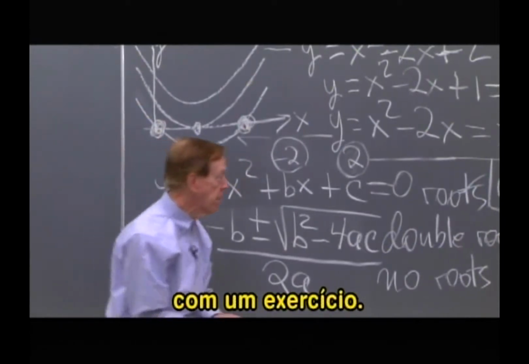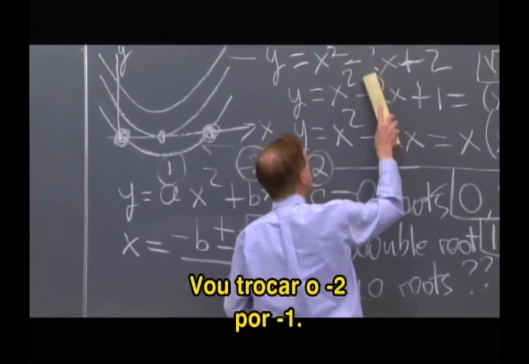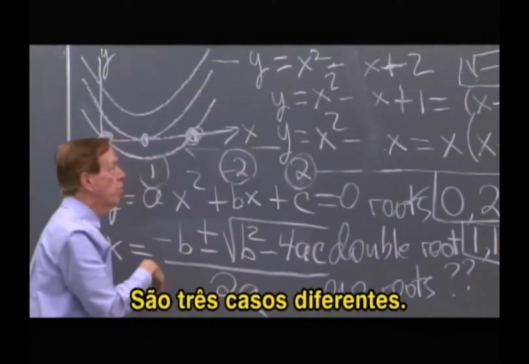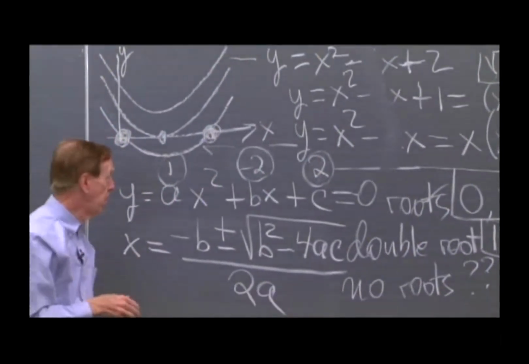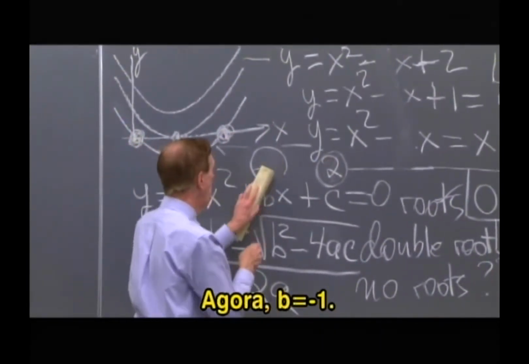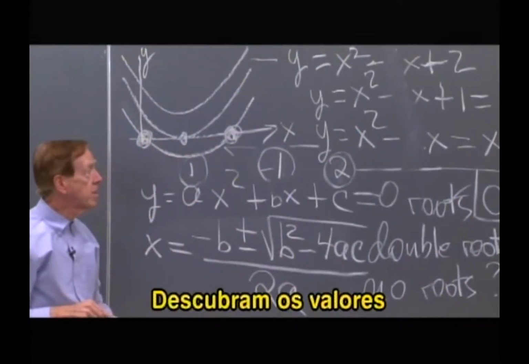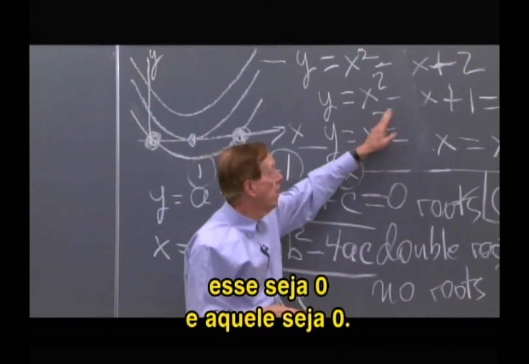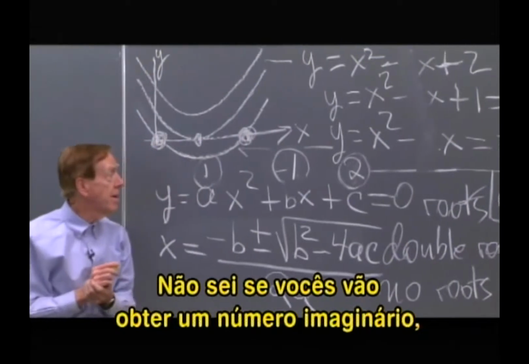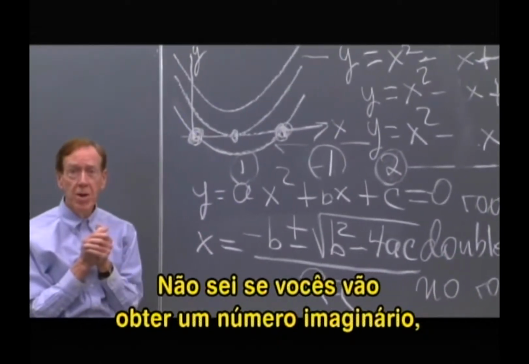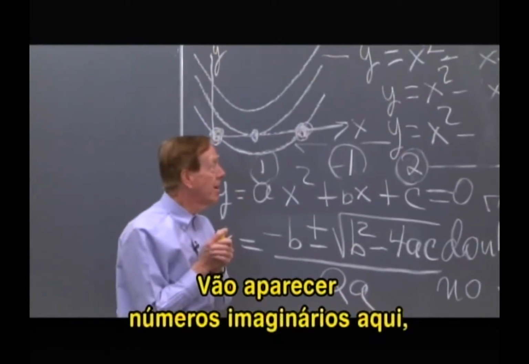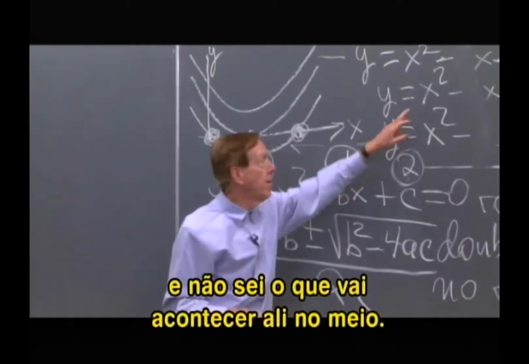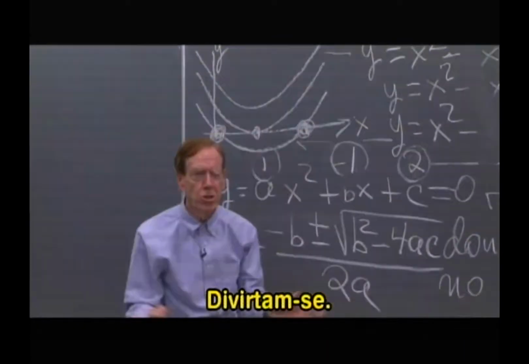formula by giving you practice, and I'm just going to change these -2's to -1's. So I'm giving you 3 different pictures. The b is now going to be -1. I'm going to ask you to find the roots where x squared minus x is 0, where that's 0, where that's 0. And I don't know if you're going to get an imaginary one or not, but I think you are. I think imaginary numbers are going to come up here, real numbers are going to come up here, and I don't know what's going to happen for that middle one. Okay, enjoy.